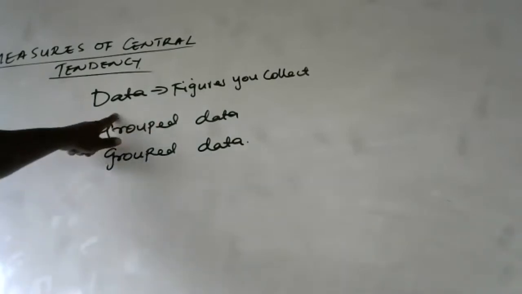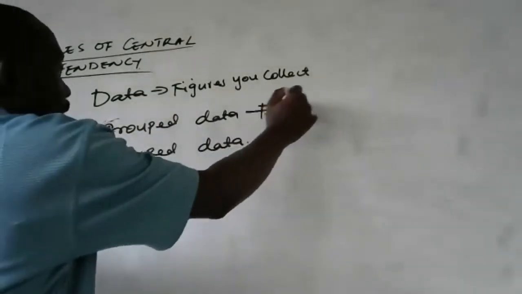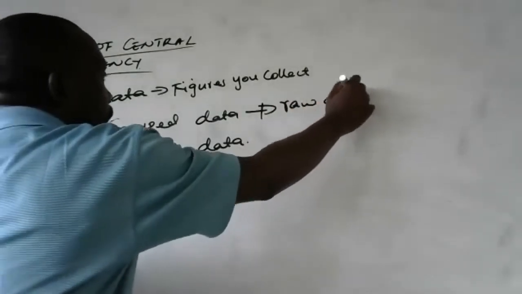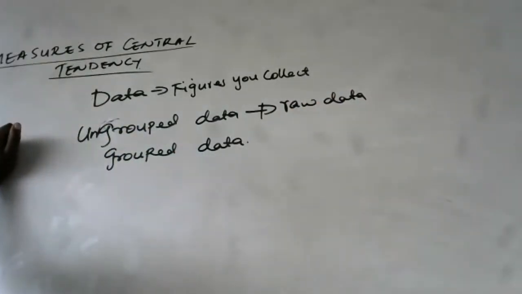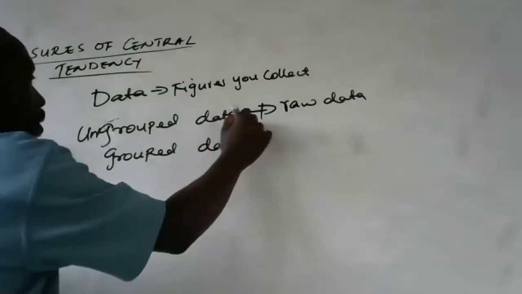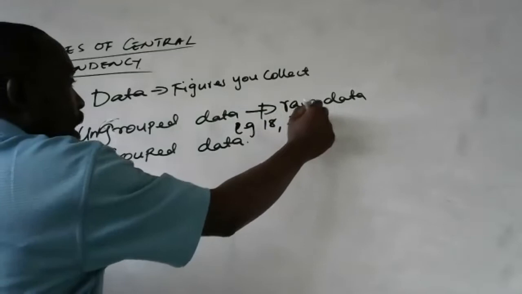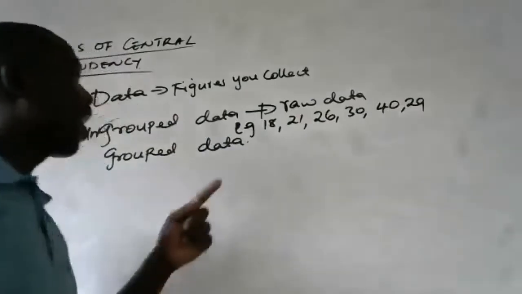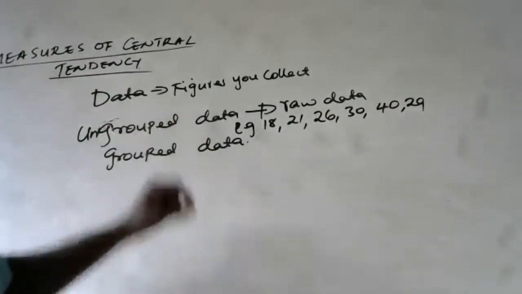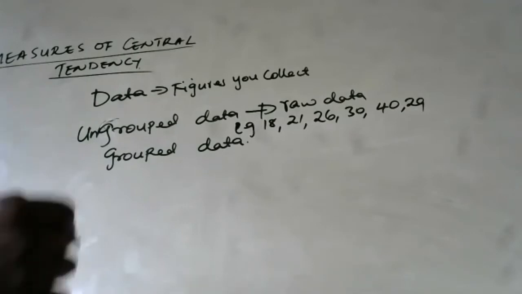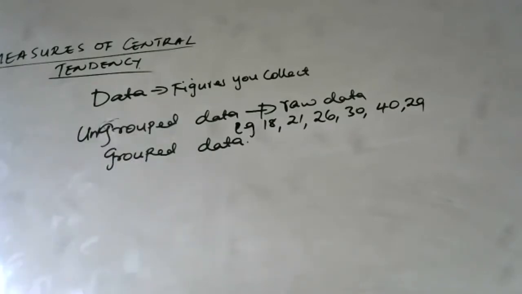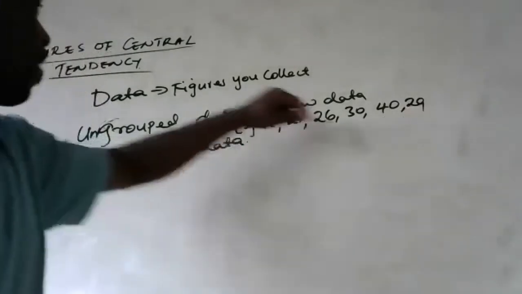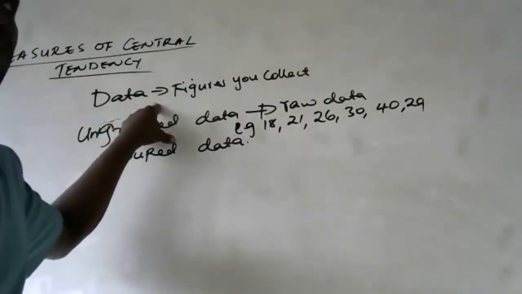The ungrouped data is also referred to as the raw data, whereby we just list the values individually. Like for example, if we have 18, 21, 26, 30, 40, maybe 29, this kind of data is referred to as ungrouped data. When we just list the numbers and separate them by commas, that data is said to be ungrouped.